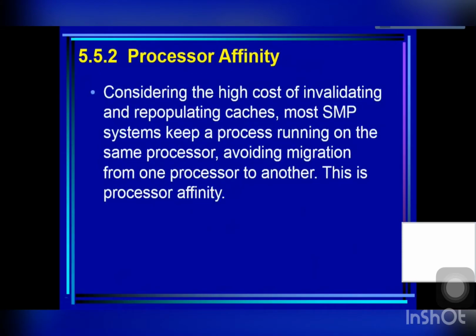Section 2, Processor Affinity. Consider what happens to cache memory when a process has been running on a specific processor. The data most recently accessed by the process populates the cache for the processor. As a result, successive memory accesses by the process are often satisfied in cache memory. Now consider what happens if the process migrates to another processor.